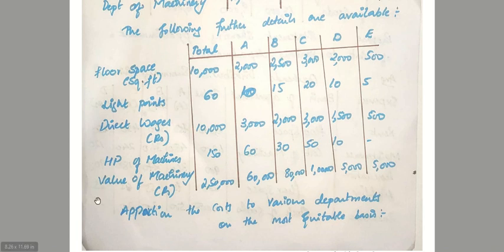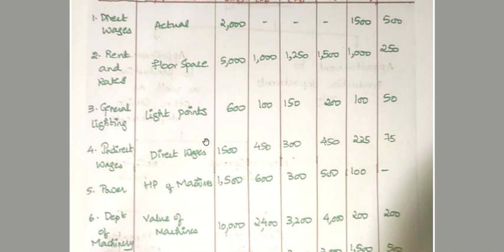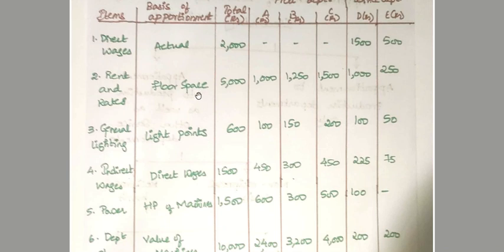And your next item, which is your value of machinery, your ratio will be 50:12:16:16:20:1:1. So like that, you can reduce everything to the ratio. So if you start with the answer, your answer will be rent and rates, floor space.